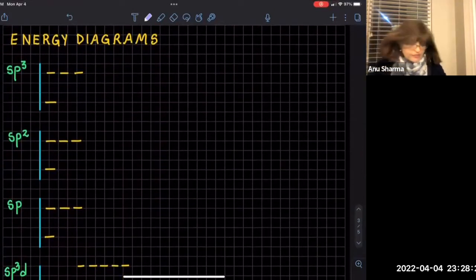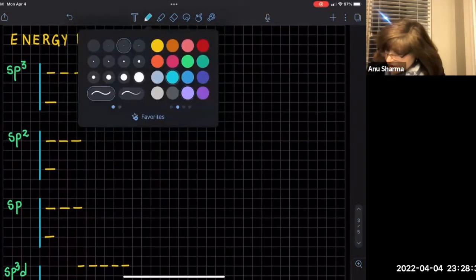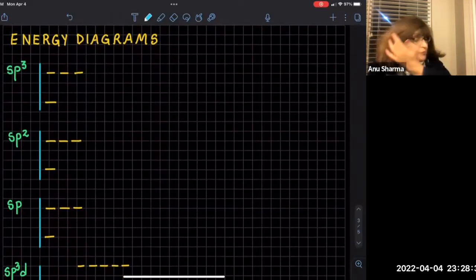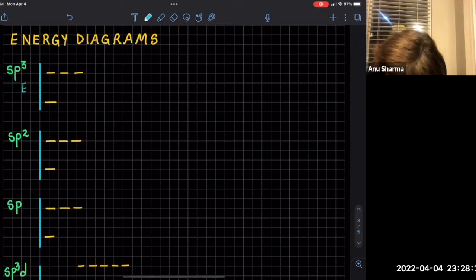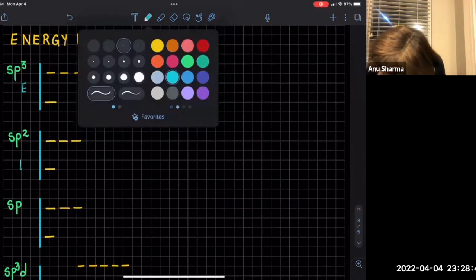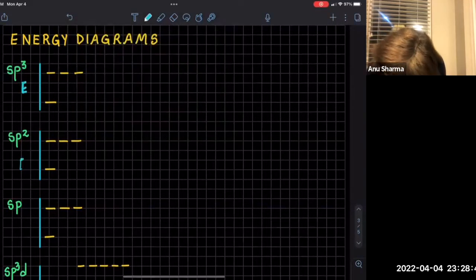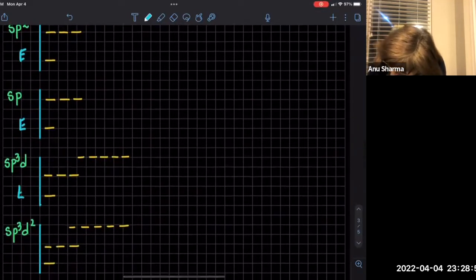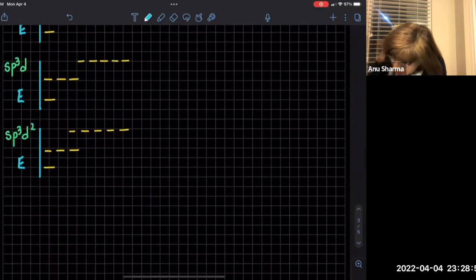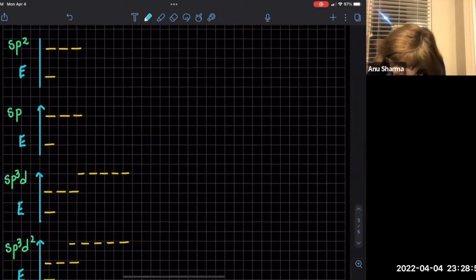These energy diagrams helped me to see which orbitals are mixing and which ones are not. So these are the energy diagrams. As we said, let me just make this bigger. Here is the energy; this E stands for energy, and it is increasing. In other words, S is lower energy than P and so forth.